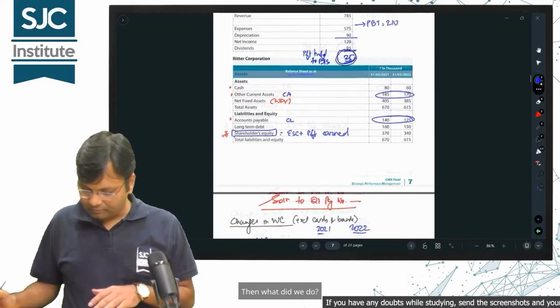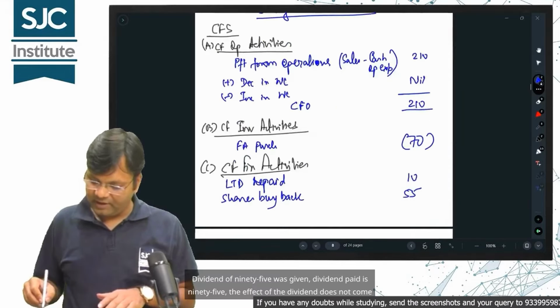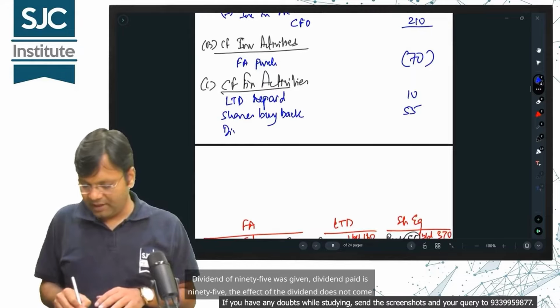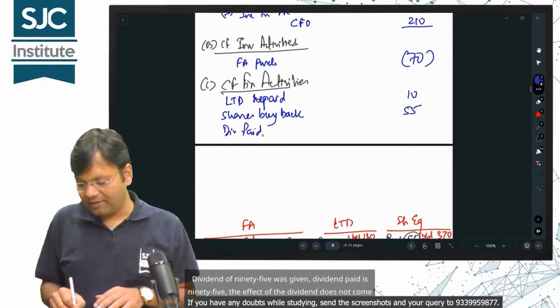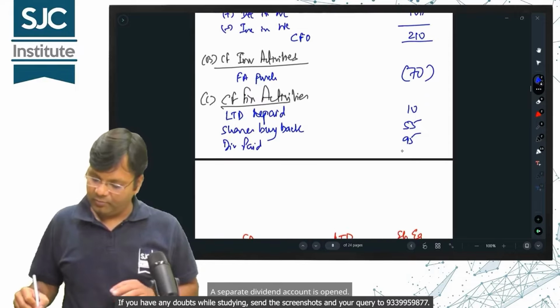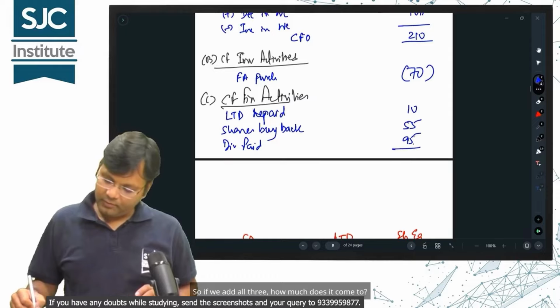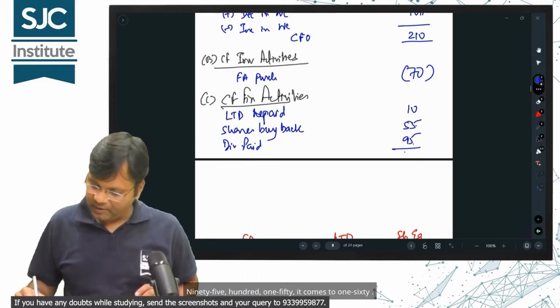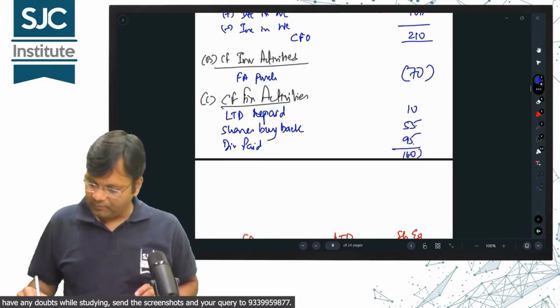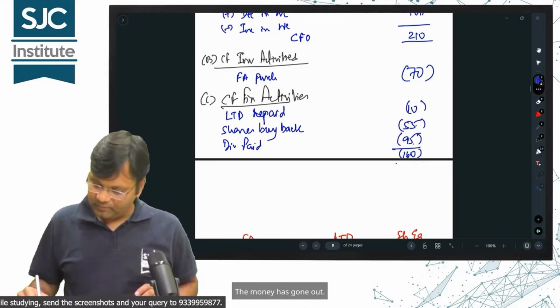Then what did we do? Dividend of 95 was given. Dividend paid is 95. The effect of the dividend does not come into the account. A separate dividend account is opened. So if we add all three, how much does it come to? 95, 100, 150. It comes to 160. This is also negative. Everything is repaid. The money has gone out.